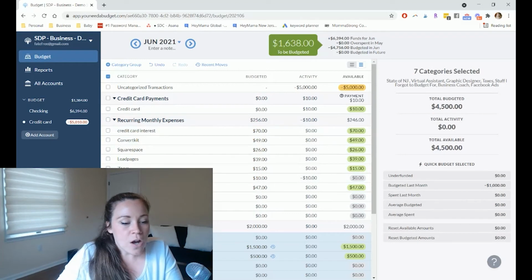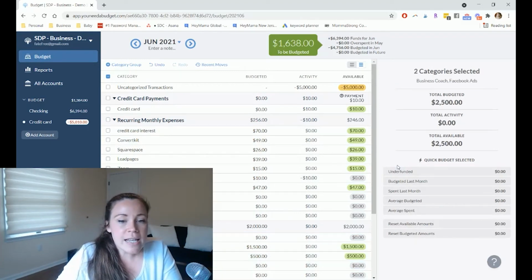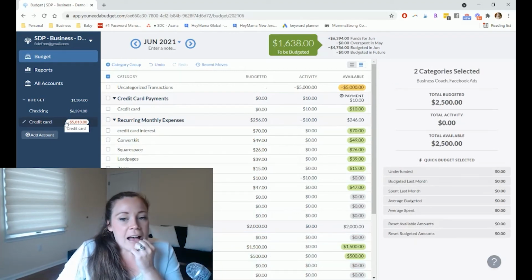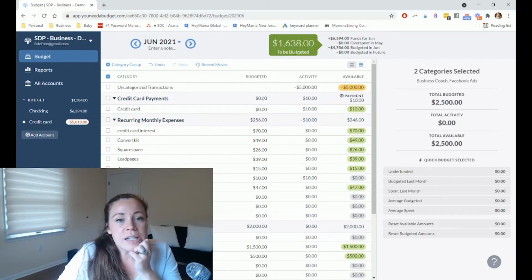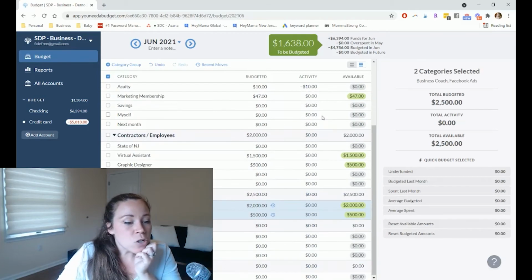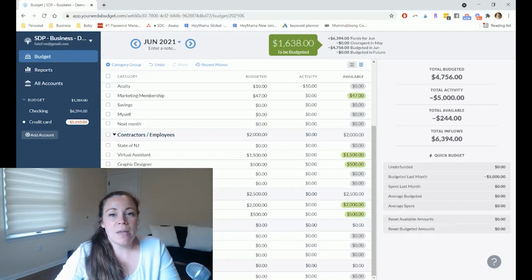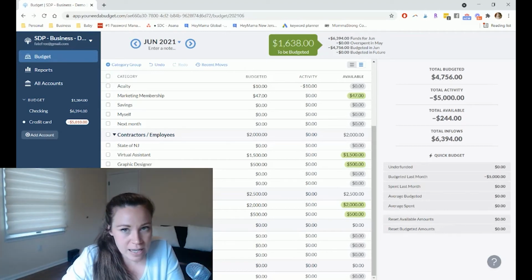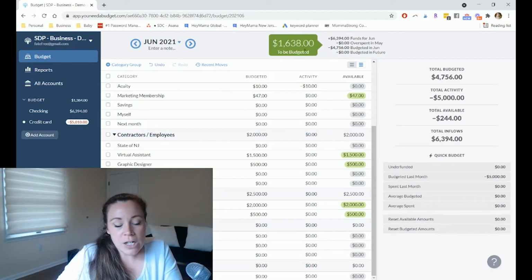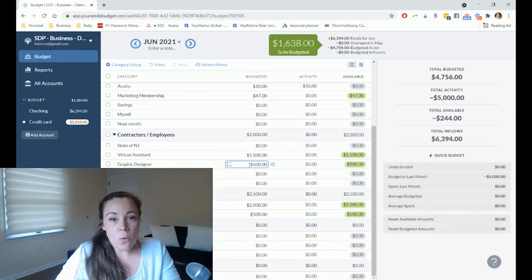Okay, so we have all this allocated. We have all of our money and we are still left with $1,638. But there's one little sneaky thing that we have to pay for, and that's our taxes. So because this is just a standard LLC, we have paid our expenses. We had our revenue come in. Now I know that I'm going to be taxed on this much. Now for everyone else, this number is going to be different.